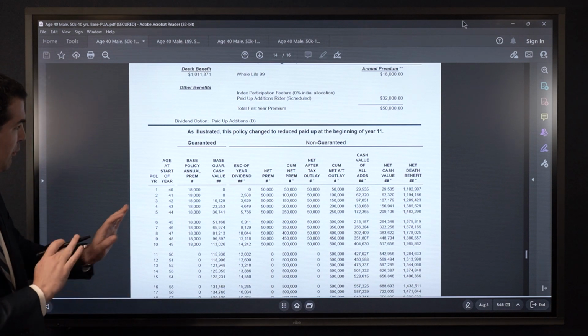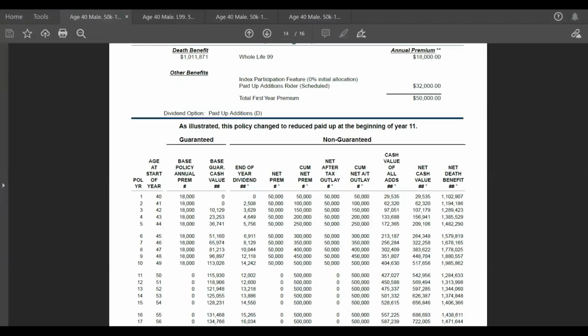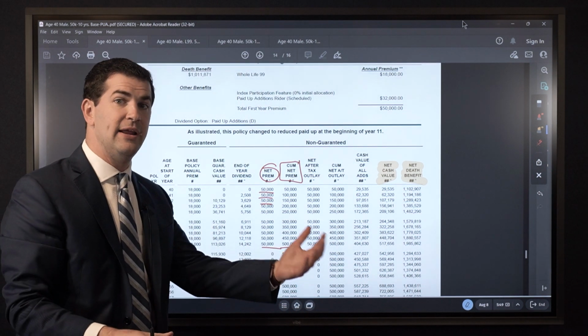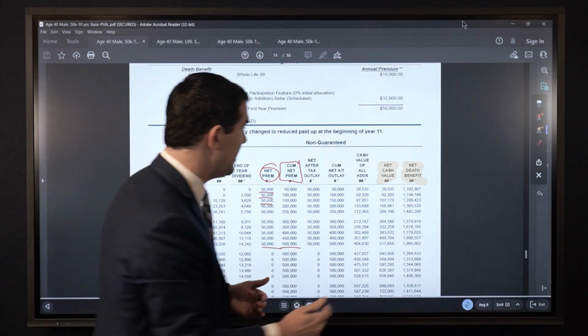Some will refer to this as looking like stereo instructions because we've got a lot of stuff going on here. Here's what to look for when we look at these illustrations. Here's how much I'm paying in per year. So I've got a net premium of $50K per year for 10 years. Here's my total payments over time. I've paid in $500,000. Here's my money column, net cash value. And then I also have the net death benefit. The death benefit is the amount that is paid out income tax free if I were to die.